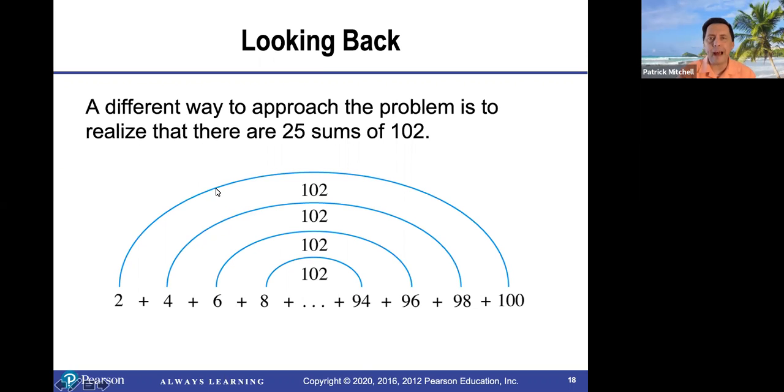This was actually the way that I thought of. A different way to approach the problem is to realize that there are 25 sums, each equal to 102. So notice if you pair the 2 with the 100, you get 102. If you pair 4 with 98, you get 102. If you pair 6 with 96, you get 102, et cetera. And there are 25 of those sums. Think about why that is. Why are there 25 of them? All right, and then 25 times 102 also comes out to be 2,550.